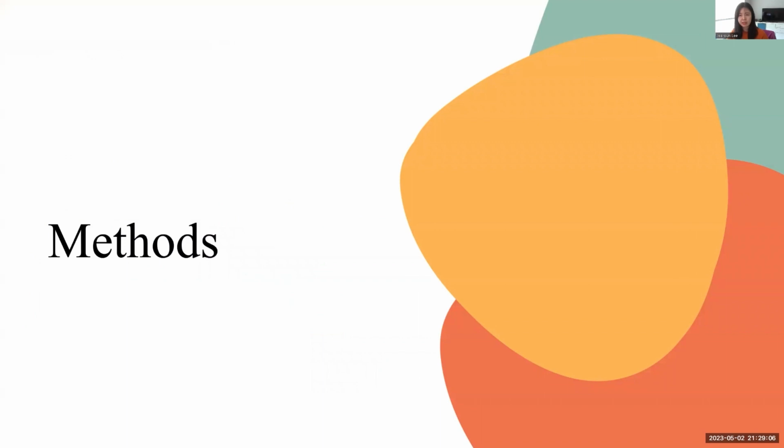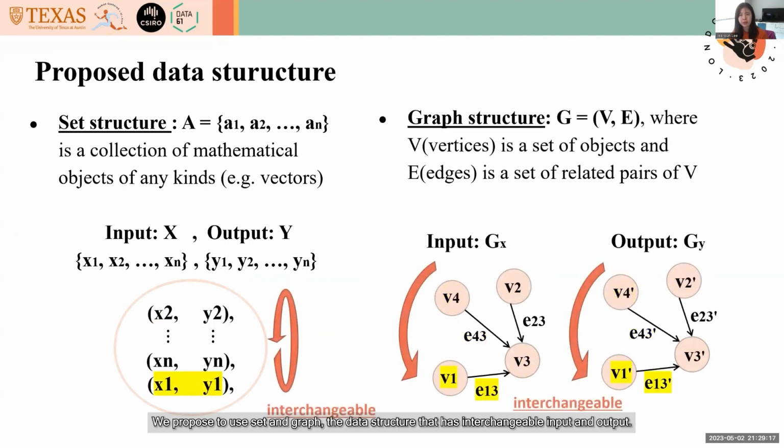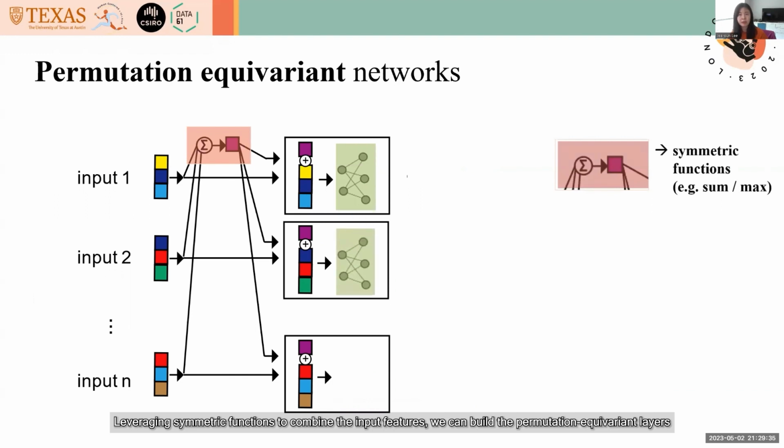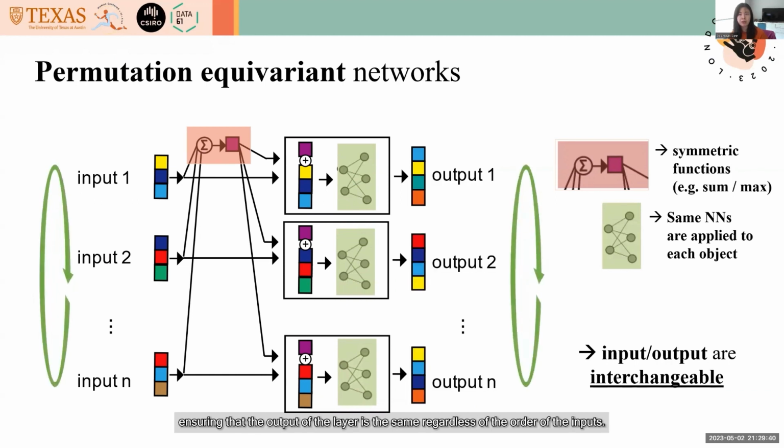Now, let's move on to the methods. Instead of using vector representation, we propose to use sets and graphs, data structures that have interchangeable input and output. In these data structures, the order of the objects does not matter, and we use this property to consider symmetries in legged robots. Along with the data structure, permutation equivariant networks were used to deal with interchangeable objects. Leveraging symmetric functions to combine the input features, we can build permutation equivariant layers, ensuring that the output of the layer is the same regardless of the order of the input.